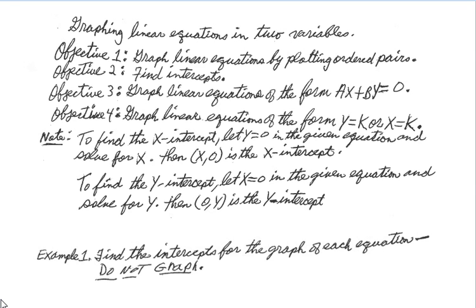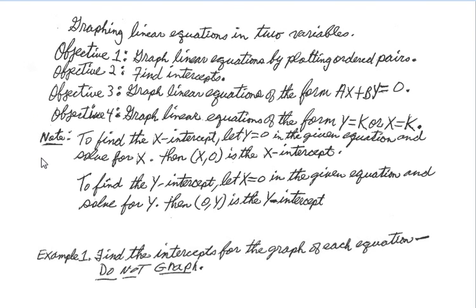Objective number 1. Graph linear equations by plotting ordered pairs. Objective number 2. Find intercepts. Objective number 3. Graph linear equations of the form ax plus by equals 0. Objective number 4. Graph linear equations of the form y equal k or x equal to k.